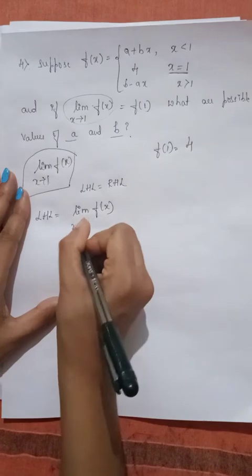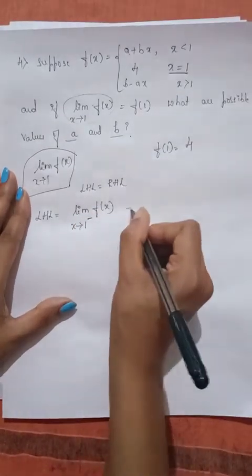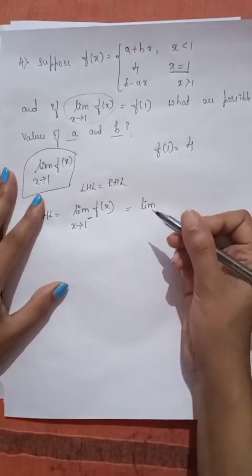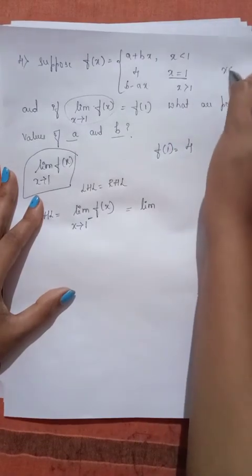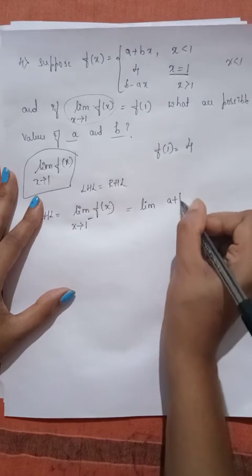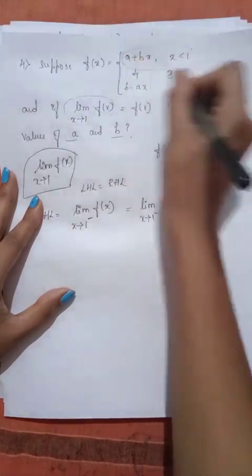Limit of f of x as x tends to 1 from the left. What do you mean by tending to 1 from the left? You're taking values for x less than 1. When x is less than 1, what is f of x? F of x is a plus bx.